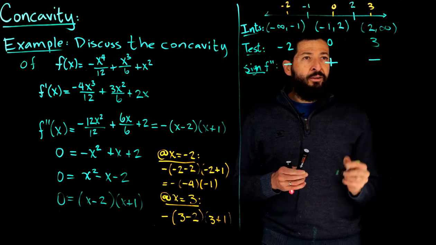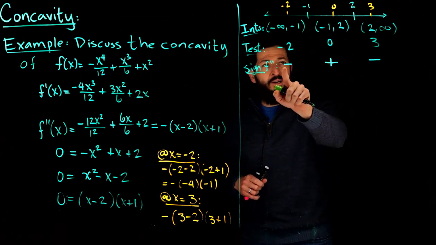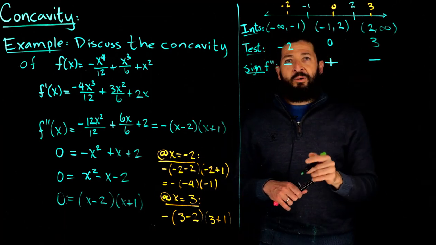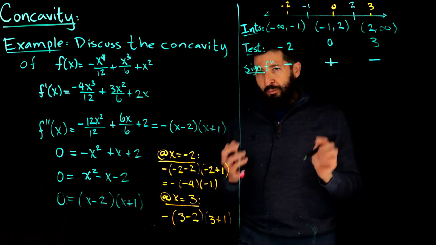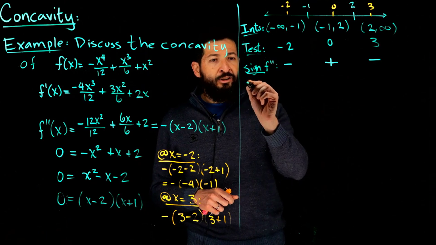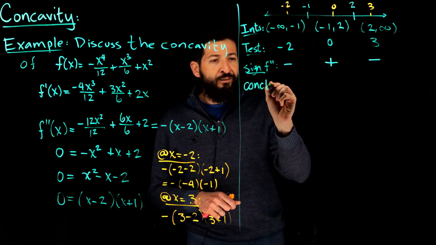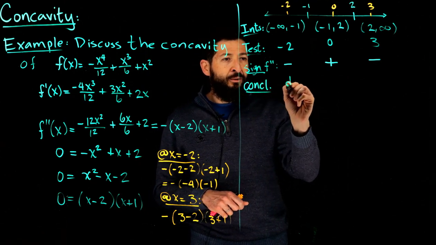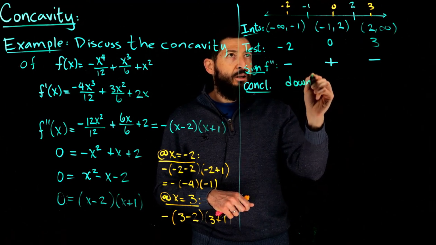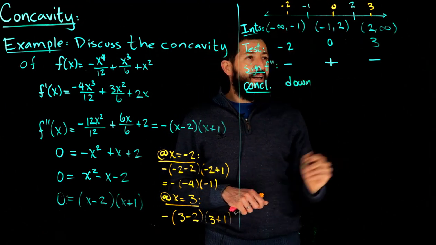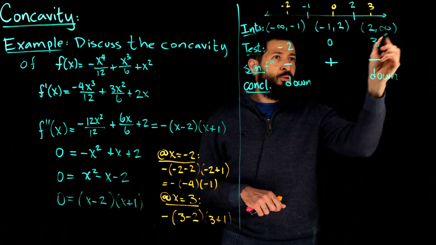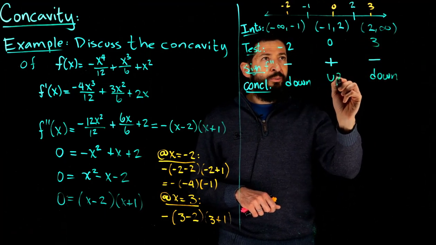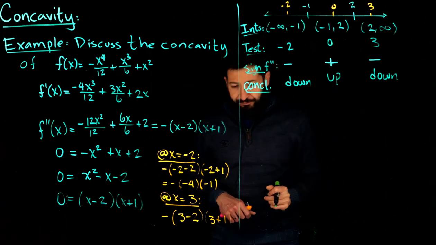And again, another word of caution. Even though we have alternating signs, remember, this not always has to be the case. It will not always be the case, so please evaluate them nonetheless. So my conclusion here is that the function is concave down between -infinity and -1, also down from 2 to infinity, and it is up from -1 to 2.